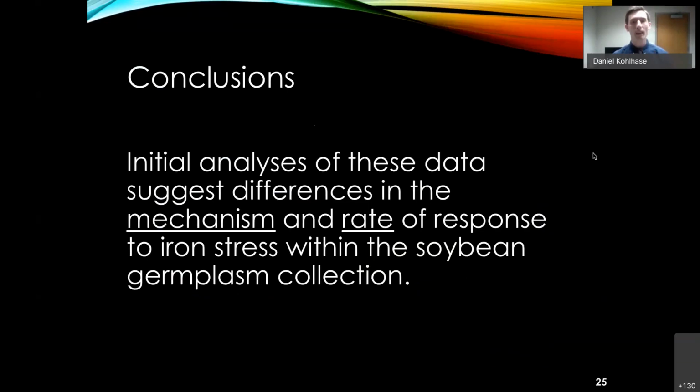So my take-home message to everyone today, if you walk away with one thing, is that the initial analyses of these data suggest that there are differences in the mechanism and possibly the rate of response to iron stress within the soybean germplasm collection. And so as a breeder, this is very positive news, because this means that we have variation to use in our efforts to improve soybean lines.